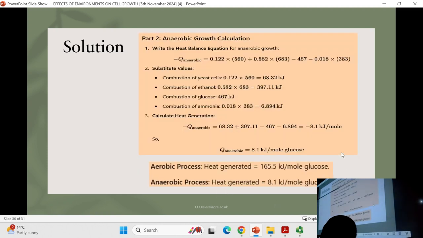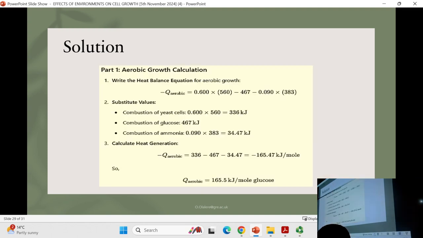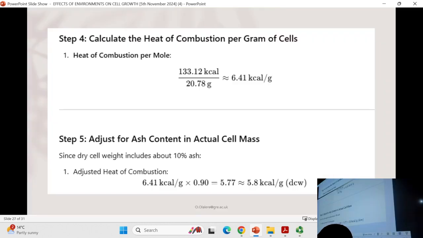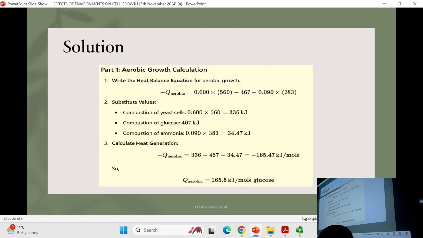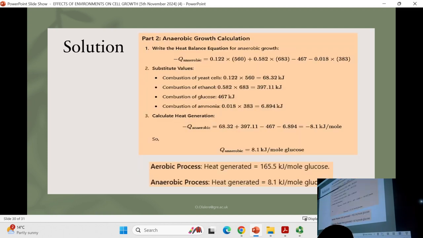Then the next one, we have the anaerobic condition. That is for anaerobic condition. Please listen now. This is the stoichiometry of the reaction. Oh, this one is simple. For the anaerobic, the first one is what?